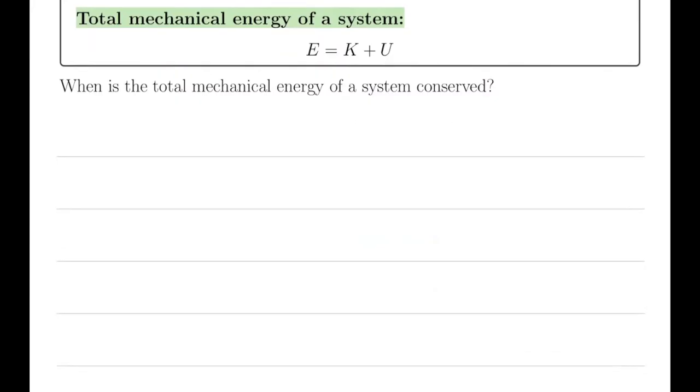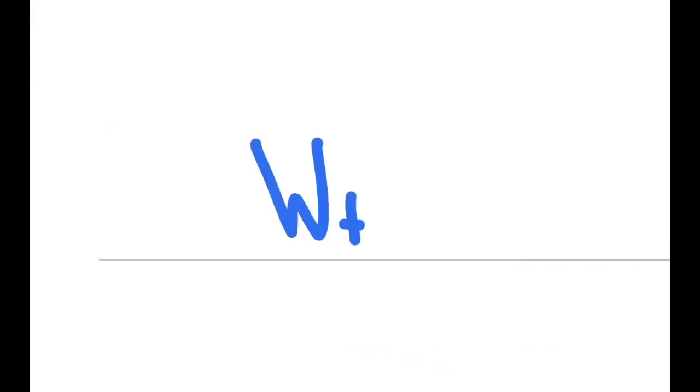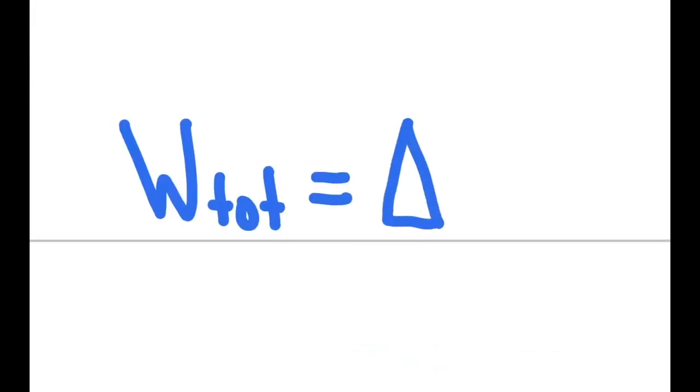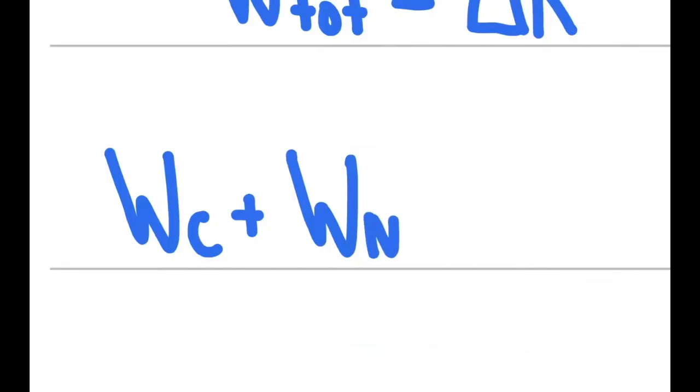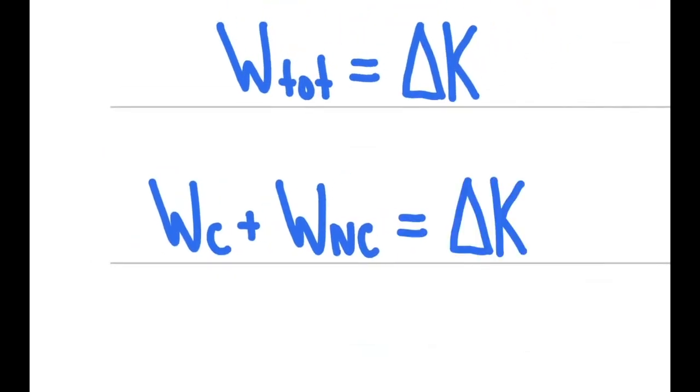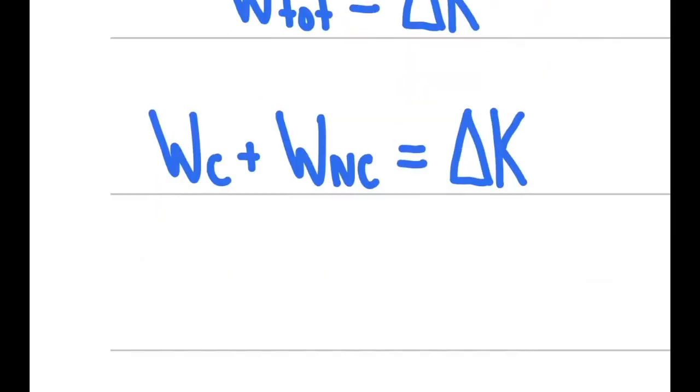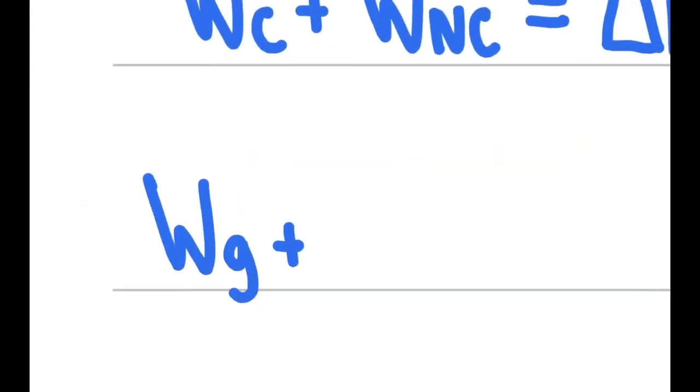To answer this, we have to start with the work energy theorem. So remember, the total work done equals the change in kinetic energy. And the total work done is the work done by the conservative forces plus the work done by the non-conservative forces. The only conservative forces that we're going to see in this video, and that you see in a lot of introductory physics classes, are the gravitational force and the spring force. So I'm going to break this up into W sub G and W sub S.